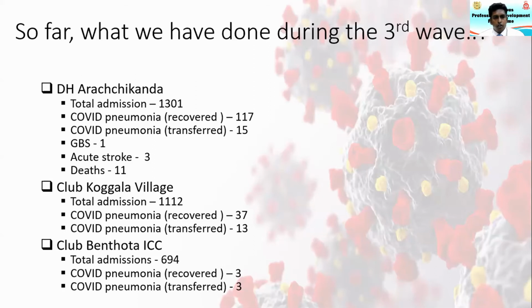And in Club Koggala village, we have received about 1,112 admissions, and we have recovered 37 pneumonia cases, and we have transferred about 30 pneumonia cases. And in Club Bentota, we have a total of 694 admissions, and we have recovered 3 pneumonias. There are 3 pneumonias currently being treated in the Club Bentota ICC, and we have transferred 3 pneumonias.